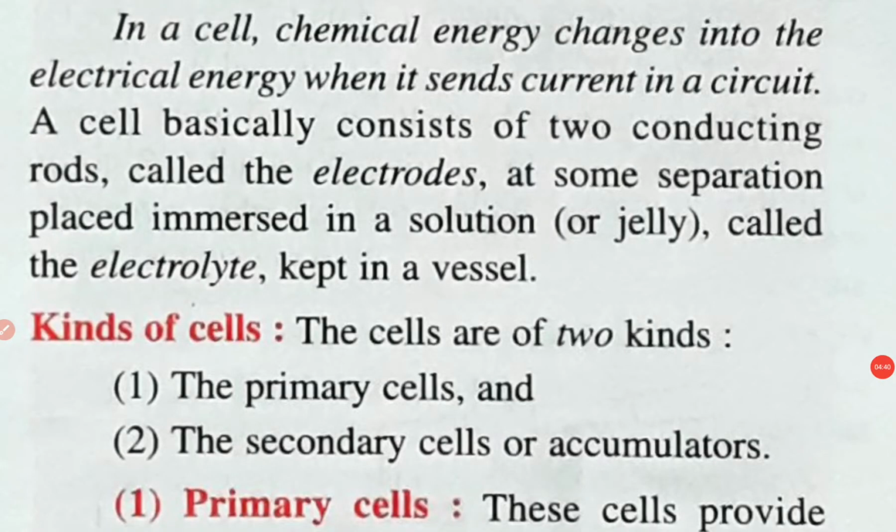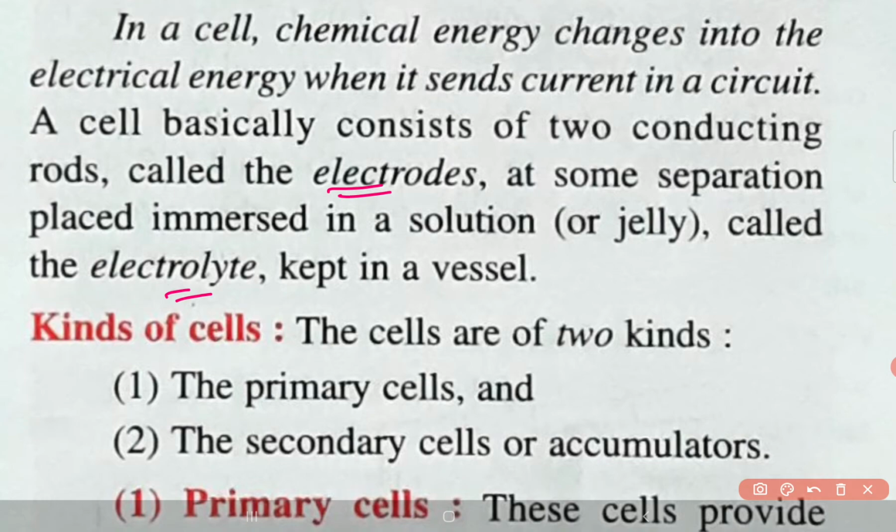In a cell, a chemical reaction is going on. So chemical energy changes into electric energy when it sends current in a circuit. A cell basically consists of two conducting rods called electrodes. Probably you have done electrolysis, so the same kinds of electrodes are placed at some separation, immersed in a solution, also known as electrolyte, kept in a vessel. Probably you have done all this in your chemistry, electrolysis.